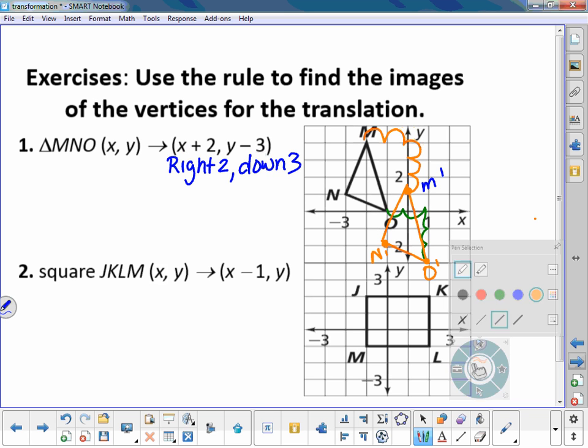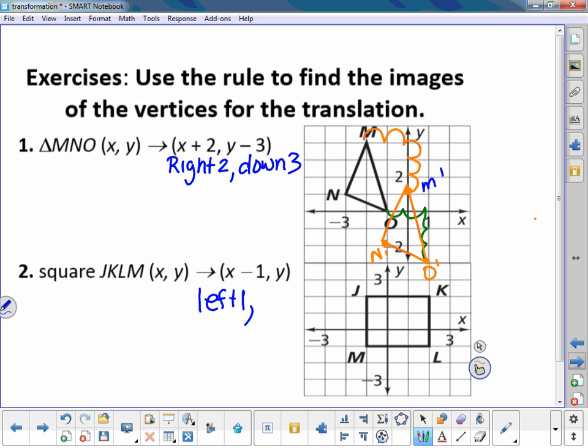Okay? Now, for the square, it looks like I am going left 1, and I'm not moving anything on the y because as you see, the y doesn't have a plus or minus with it. So that means I'm taking everything and moving it to the left 1. There's J prime, K prime, M prime, L prime. There is my new figure.